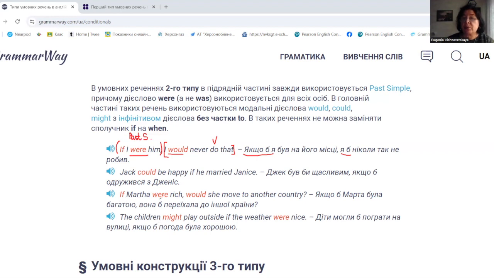If Martha were rich, would she move to another country? If, it is the if clause and we use were instead of was. Martha is she, but we use were instead of was. And sometimes we can use could instead of would. Jack could be happy if he married Janice. Був би, міг би бути. Jack could be happy if he married Janice. Married is past simple, and in the main clause we see could instead of would.